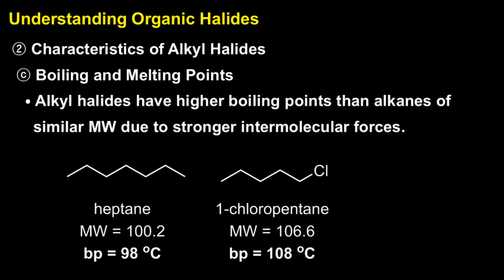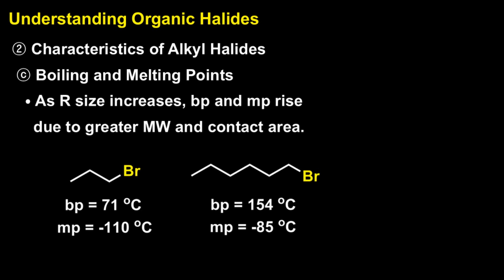Now let's talk about boiling and melting points of alkyl halides. Compared to similar alkanes, they usually boil at higher temperatures. That's because halogens bring stronger intermolecular forces, especially dipole-dipole interactions, and stronger dispersion forces. For example, 1-chloropentane boils at 108 degrees Celsius, while heptane, with similar mass, boils at just 98 degrees. That extra polarity from the C-X bond makes the difference.